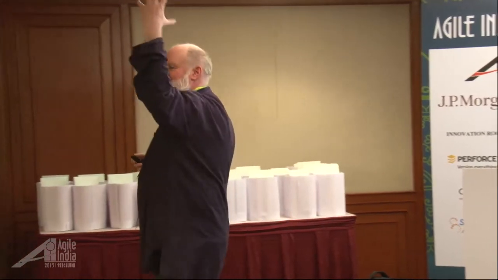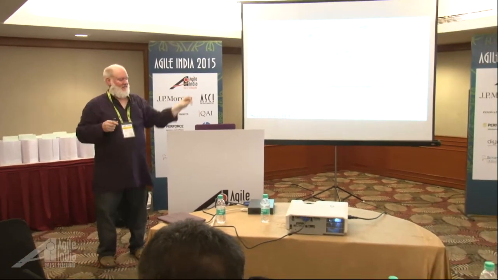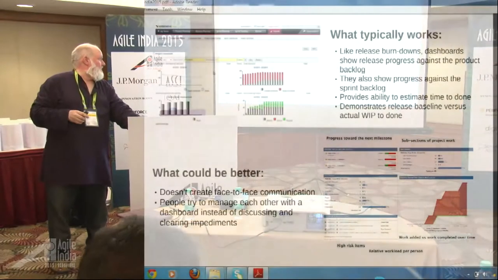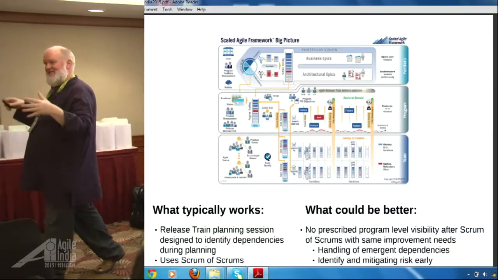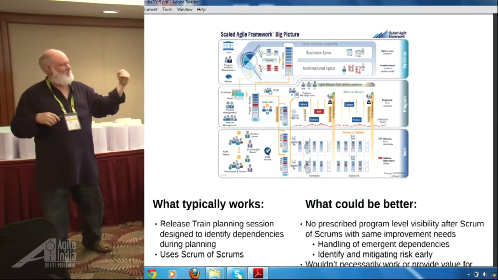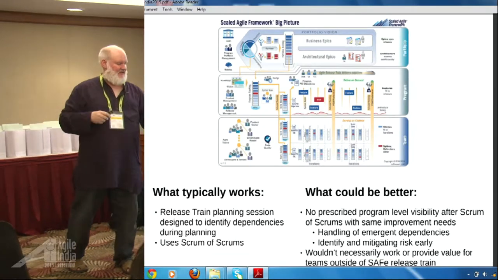Here's this great, nice package solution, right? This is just one example, all right? Their scaled Agile framework. You have trouble coordinating across a whole bunch of different teams? Here it is. There's your solution right there, right? And so they've got practices in there, you know, the release train planning sessions. They've got certain practices in there. And it uses Scrum of Scrums, so it's built into SAFe.